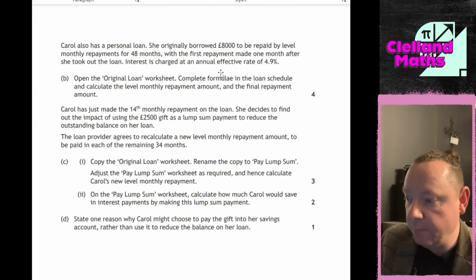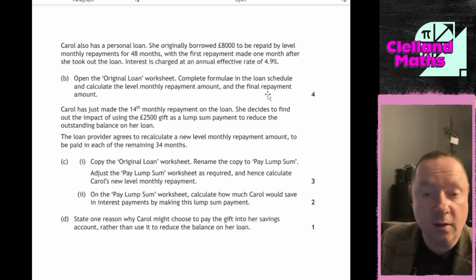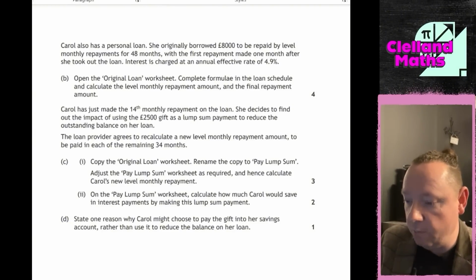Interest is charged at 4.9%. Open the loan schedule, original loan, and complete the formula in the loan schedule to calculate the level monthly repayment amount and the final repayment amount. So this is your standard thing, so let's do part B.